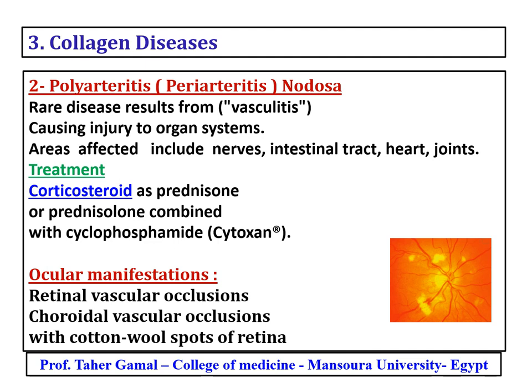Other collagen diseases are polyarthritis or periarteritis nodosa. It's a rare disease that results from vasculitis, inflammation of the blood vessels, arteries, veins, and capillaries, causing injury to the organ system. Areas affected include nerves, intestinal tract, heart, and joints. The treatment: corticosteroid such as prednisone or prednisolone combined with cyclophosphamide. The ocular manifestations of polyarthritis nodosa are retinal vascular occlusions and choroidal vascular occlusion with cotton wool spots of the retina.